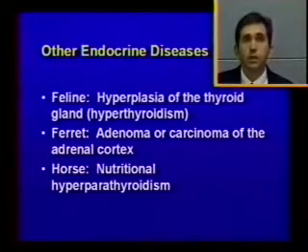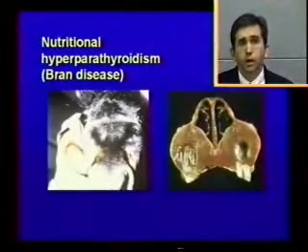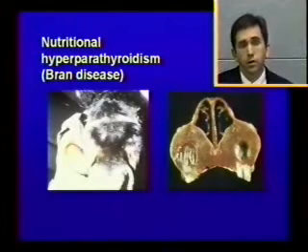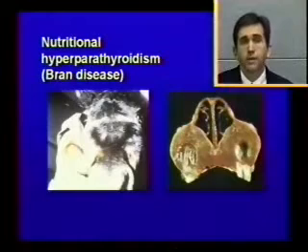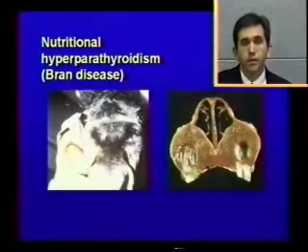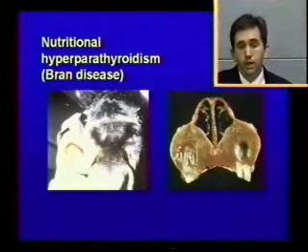And then horses also develop a condition known as nutritional hyperparathyroidism. This is a disease where a horse has eaten a diet that is high in phosphorus. That gives it the name Brand disease, or Brand diet is very high in phosphorus and very low in calcium. And this high phosphorus diet stimulates the parathyroid glands to go into action and to try to reduce phosphorus by increasing calcium. The result is this condition known as Brand disease, or big head, where a horse will develop very marked swelling of the bones of the face.